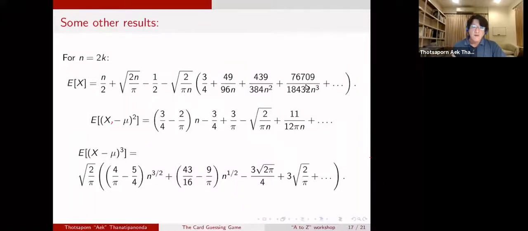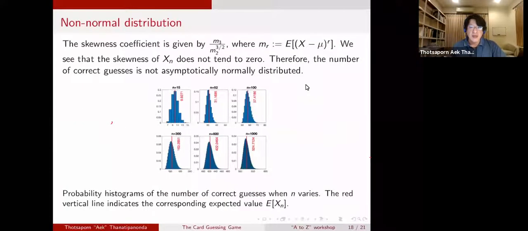So you calculate the factorial moments, then you turn them into the raw moments. Then from the raw moments you can calculate the moments about the mean, and then you can tell whether the X here is normally distributed or not. From here you can already tell that the distribution is not normal, right? It's not normal because the third number here is not 0, so it's not symmetric.